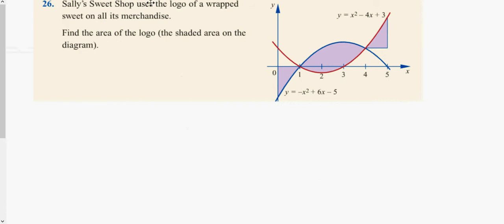Okay, so Sally's Sweet Shops uses the logo of a wrapped sweet in all its merchandise. Find the area of the logo, the shaded area in the diagram. Okay, so what we're going to do first is look at the two different curves.